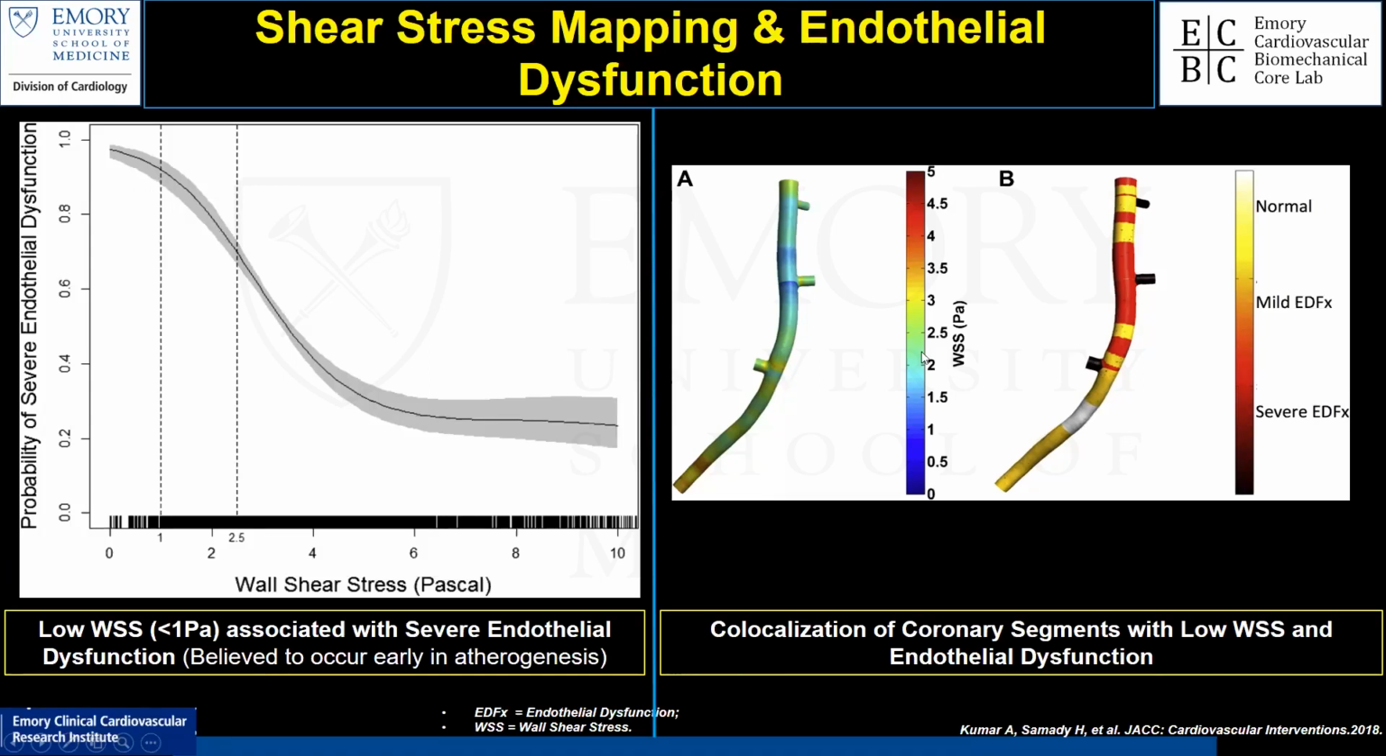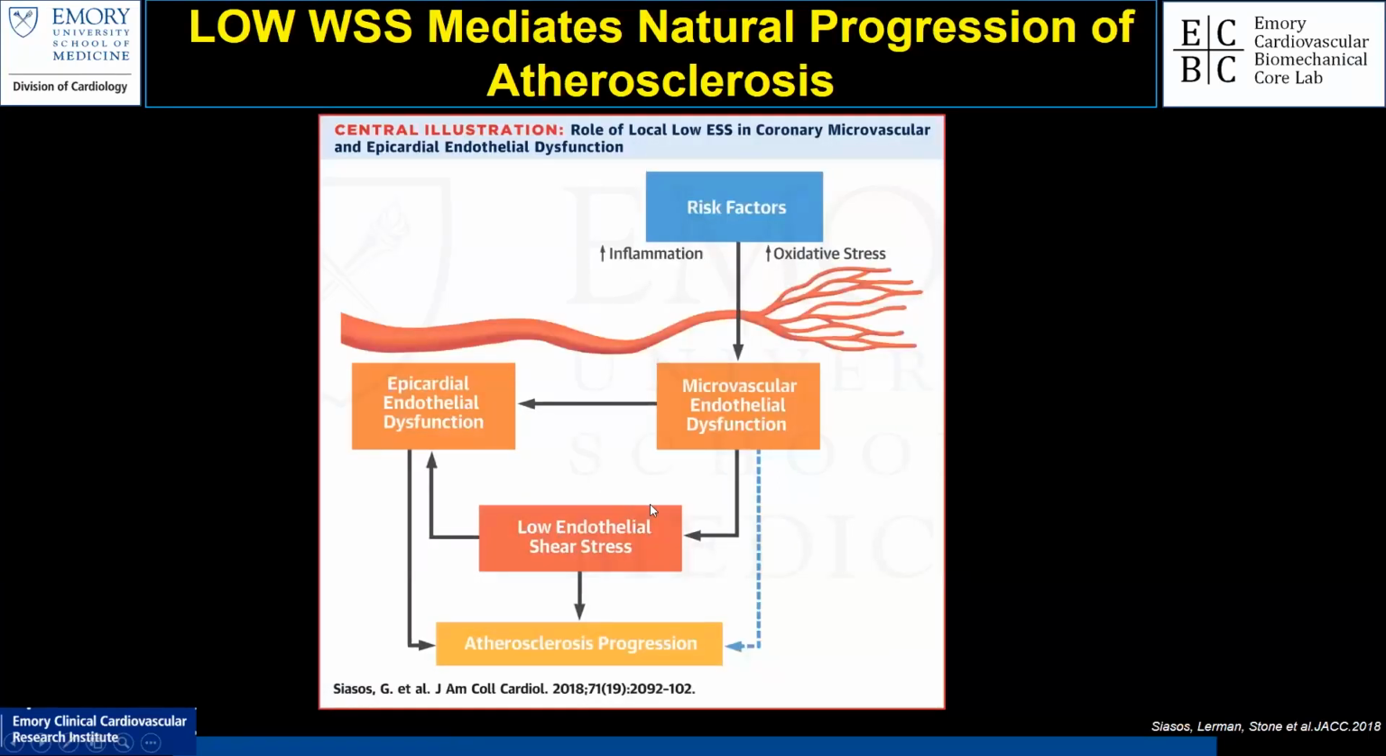Coronary segments with low shear stress often co-localize with segments demonstrating endothelial dysfunction. Hence, our group, along with the groups at Brigham and Women's and Mayo Clinic, have proposed that the pathway to atherosclerosis progression might be mediated by low shear stress, especially in patients with non-obstructive CAD.